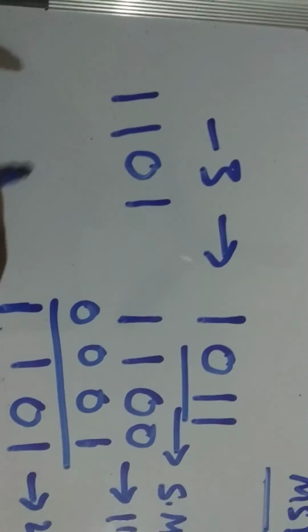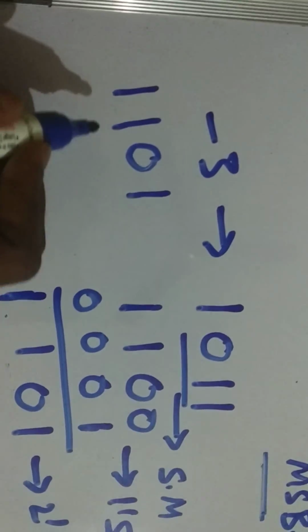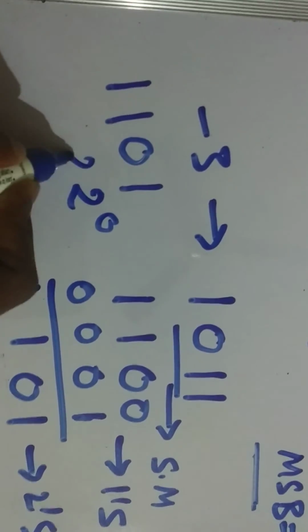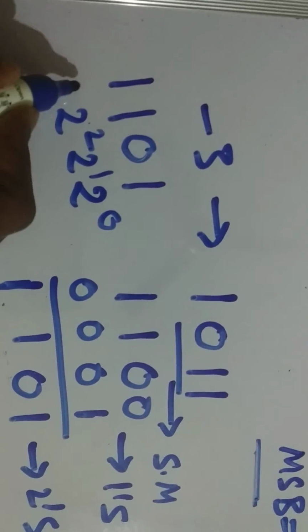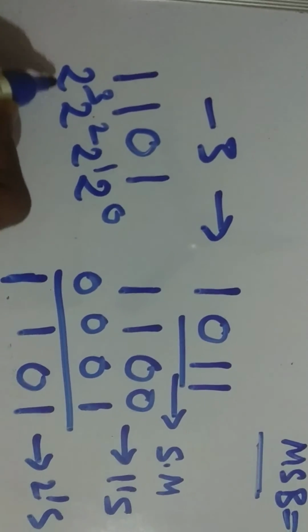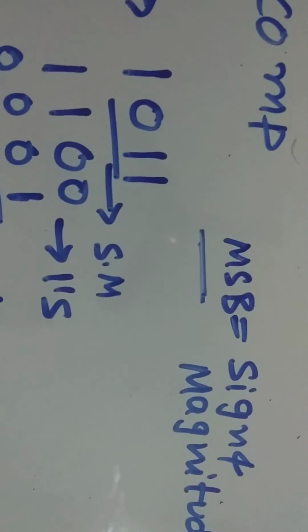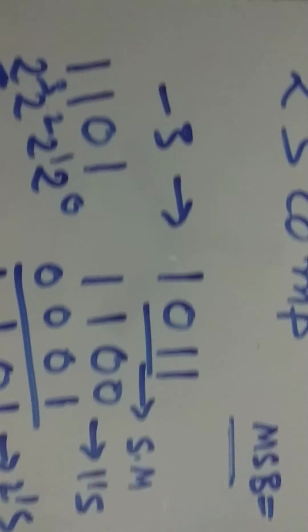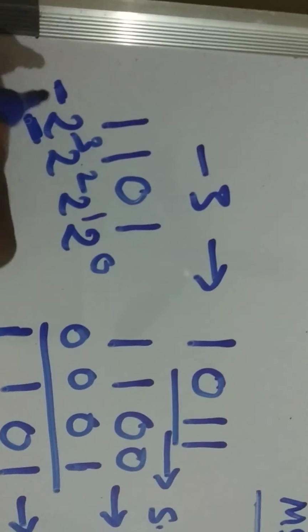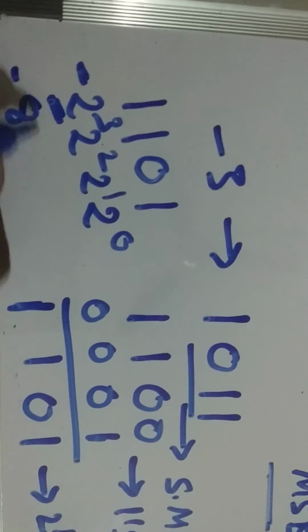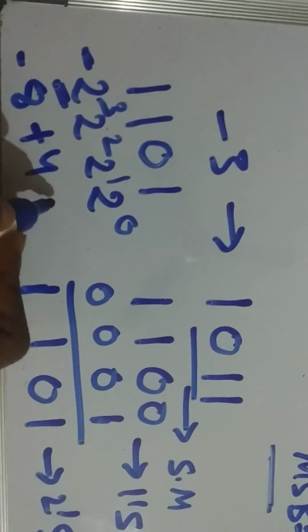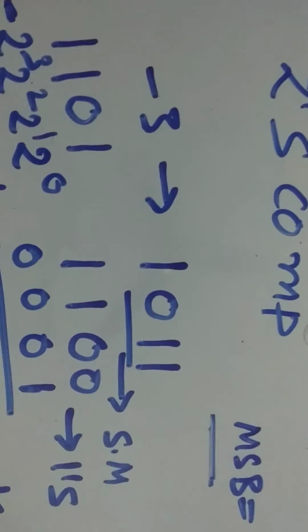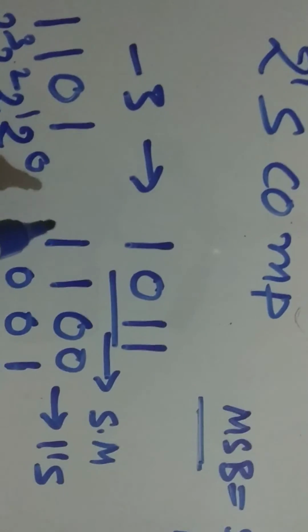So 1 1 0 1. As you can see, while representing it is 2 power 0, 2 power 1, 2 power 2, and 2 power 3. And don't forget, this MSB bit has sign plus magnitude. I'm shouting this the whole video: the MSB bit of a 2's complement has sign and magnitude. So add the sign for it. Minus 2 power 3 means minus 8, plus 4, plus 1. So what's the value? Minus 8 plus 5, it is minus 3. So this is how you calculate a negative value and represent it in 2's complement form.